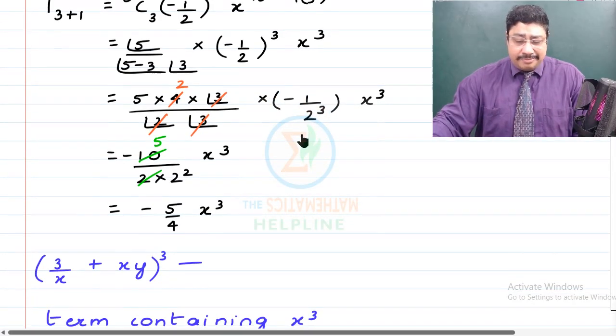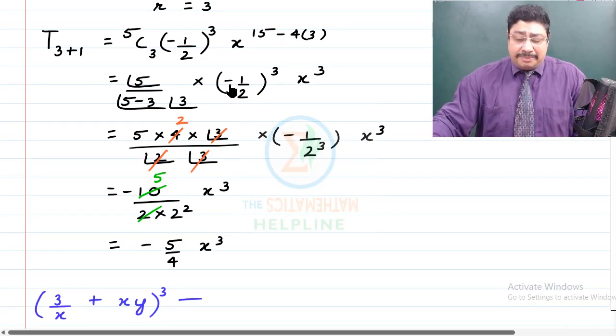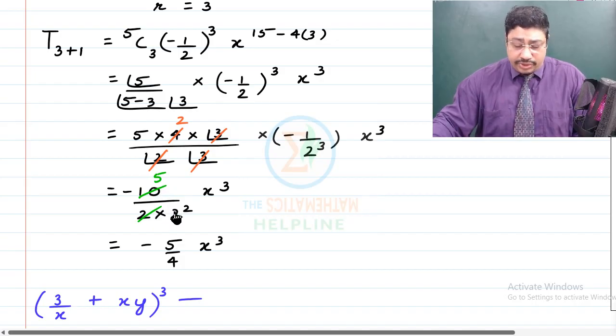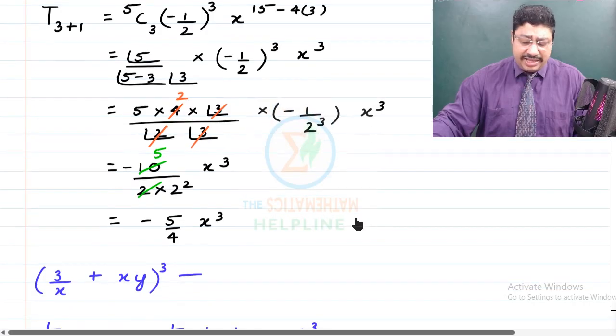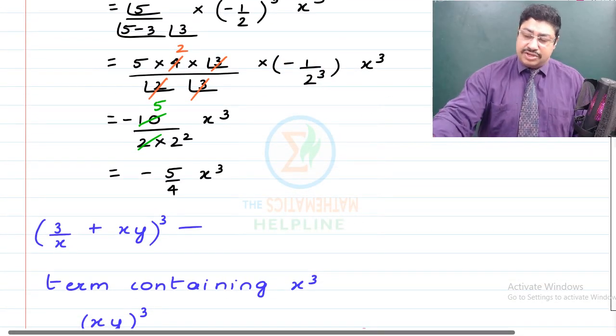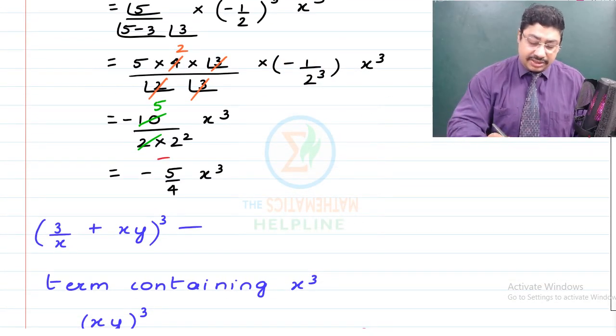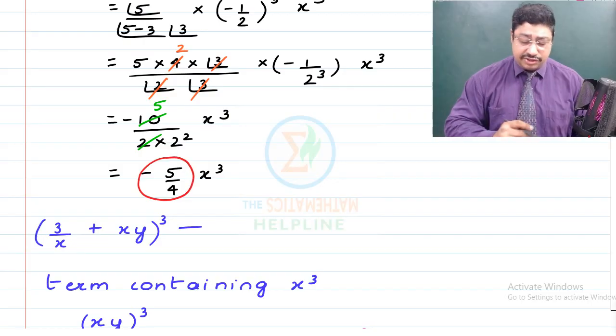Why minus? Because when you multiply minus with minus, it will give you plus. Again, when you multiply it with minus, because the power is 3, it will give you minus, right? So finally, we have this minus sign, and then further, we have 5 upon 4, which is going to be multiplied with x cubed. So what is the coefficient? The coefficient thus is this number, which is minus 5 upon 4 for the first term.